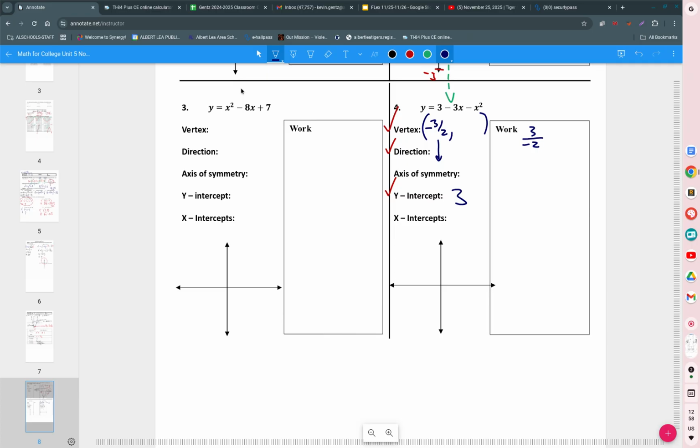All right, wherever you're at, hopefully you got the direction is down. The y-intercept is positive 3. And when I did negative b divided by twice a value, I got negative 3 halves or negative 1.5. Any question how I came up with any of those?